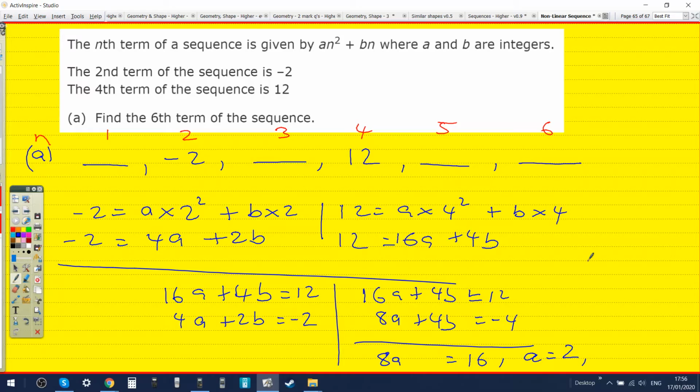Yes, so now b has to be found. So put it back into the equation. So 4 times 2 is 8. 8 plus 2 times something equals minus 2. Minus 5. Yeah. b equals minus 5. And so, nth term?